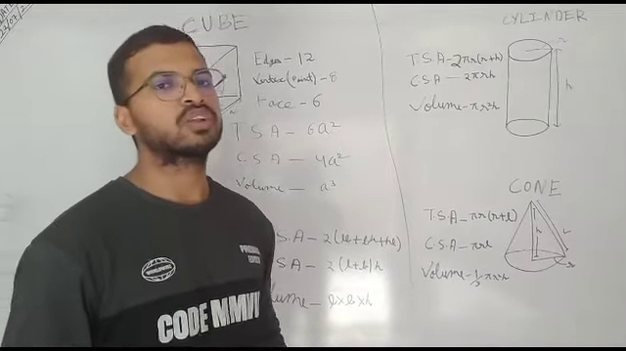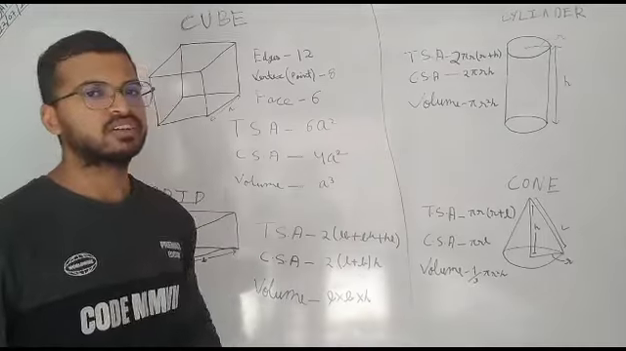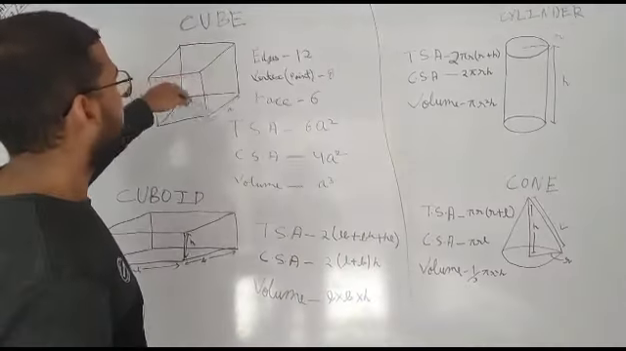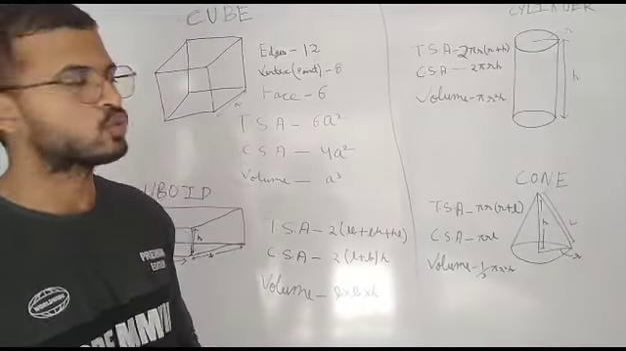Let's talk about the total surface area. The side of this cube is A. So for the total surface area, the area of one square is A square and there are 6 squares. So the total surface area is 6A square.